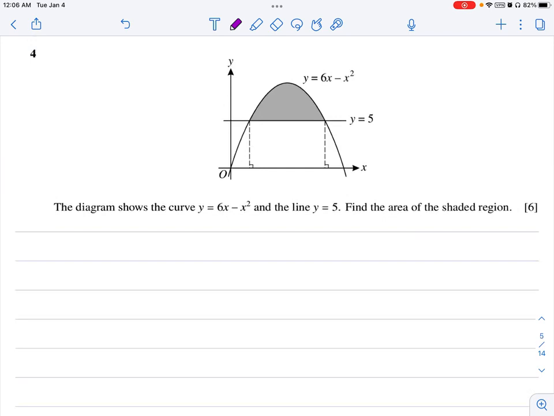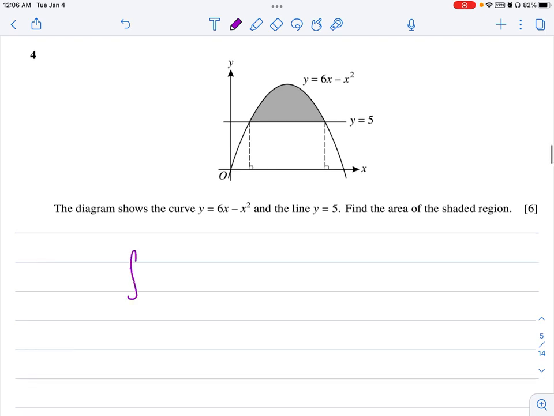Question number 4. The diagram shows y is equal to 6x minus x square and the line y is equal to 5. Find the area of the shaded region. So we have to find the area of the shaded region. What should I be doing? Area means integration, the area under the curve. So 6x minus x square. I want the limits. What are the limits? We don't know.